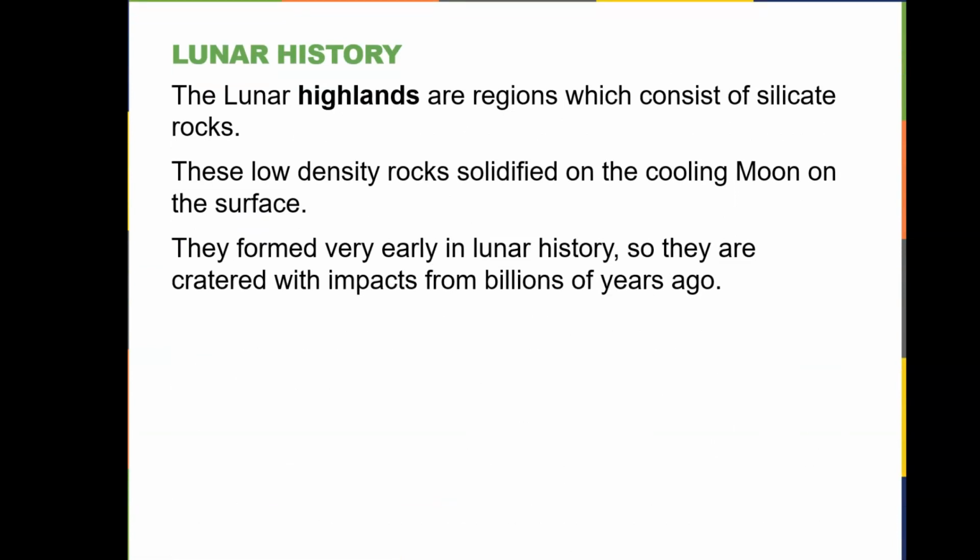The lunar highlands are areas of low-density rock which solidified on top of the heavier rock during the formation of the moon. Since they formed so early in lunar history, they bear craters from billions of years ago. They make up about 83% of the lunar surface.